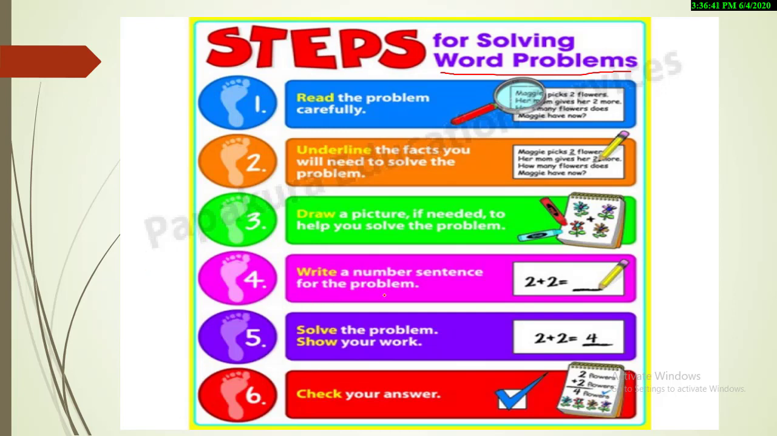Write a number sentence for the problem. Yes, this is the most important step, where you mention properly that this number is going to be added with this number, or is going to be minused with this number. So this is called a number sentence. Solve the problem and show your work. After writing the sentence of the word problem, you are going to show your working, and you will check your answer as well, whether it's correct or not. So these are the important things that you always need to keep in mind when you are solving word problems. So inshallah, in my next lecture I will try to explain each and every word problem to all of you.